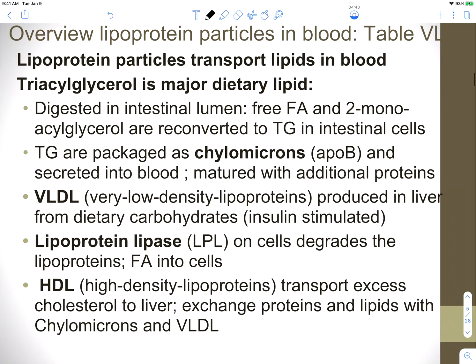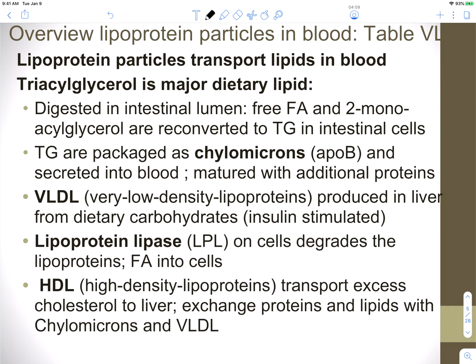All right, another important part of lipid metabolism and what we're going to talk about today is the digestion and transport of lipids. So again, lipids are not water soluble, so they have to be packaged in order to move through your blood. And lipids are going to be packaged into what we call lipoproteins. A lipoprotein is simply a particle that transports lipids in blood.